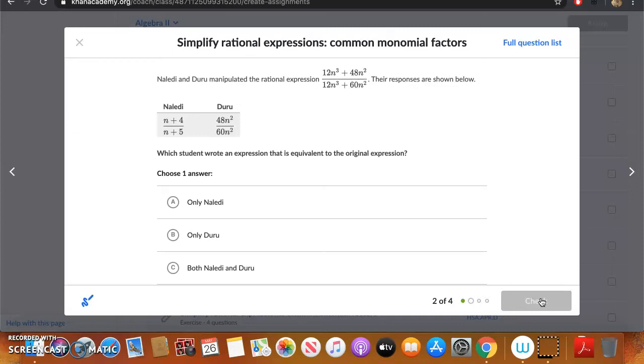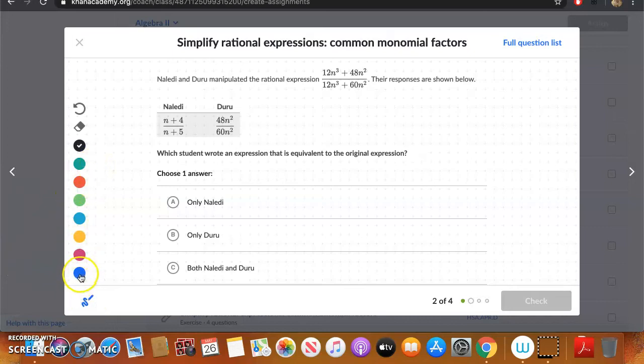Okay, so let's work on this. I'm going to try to work this right on Khan Academy. Again, we have to first factor completely the numerator and the denominator. We see that 12 and 48 have a common factor of 12. 12 goes into itself once, and 12 goes into 48 four times.